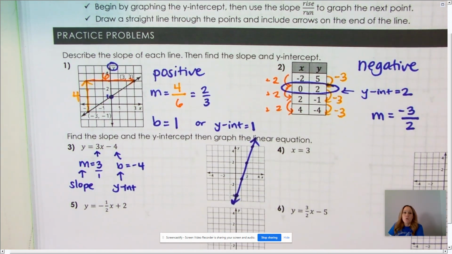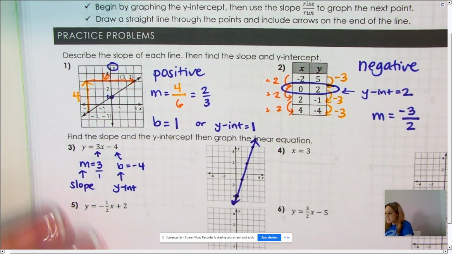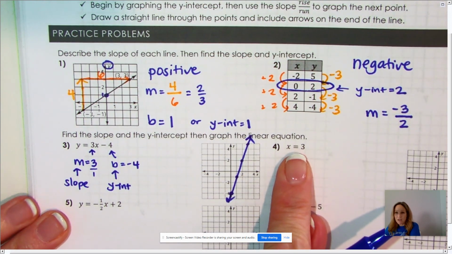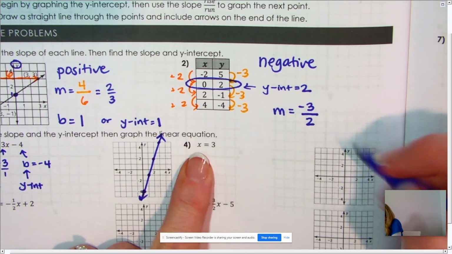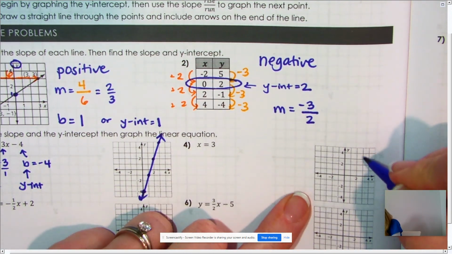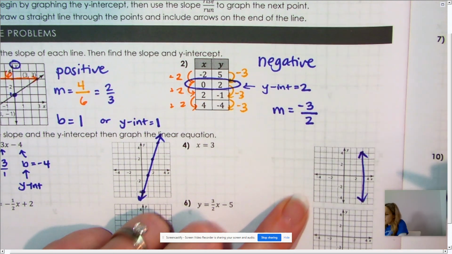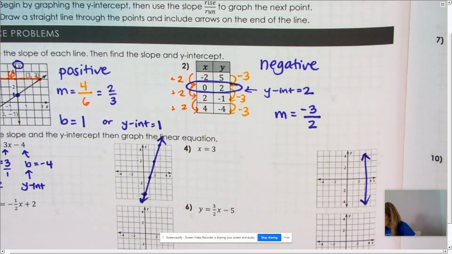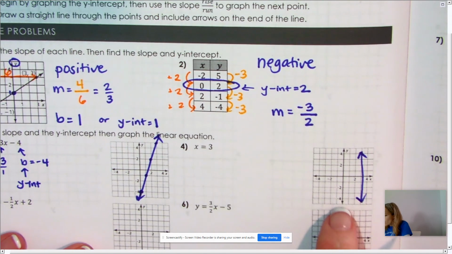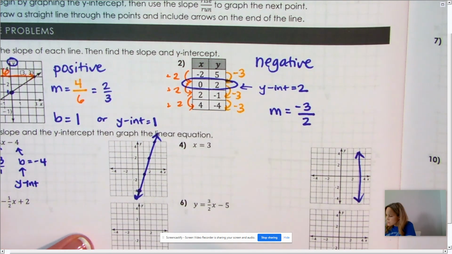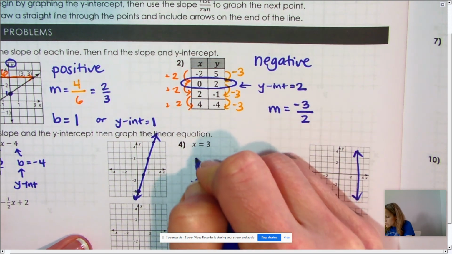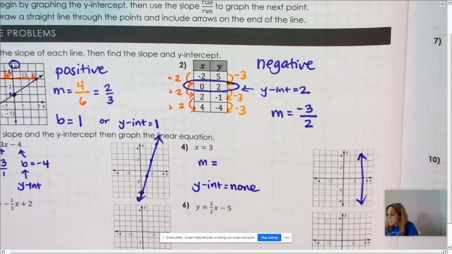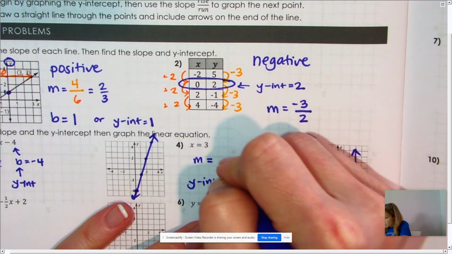Okay, question number 4, review from the last section. Remember, if there's no y there at all, we're going to graph it first, and then we'll see if we can answer those questions. Okay, so x equals 3. So 1, 2, 3. Here is our line. It passes through the x-axis at 3. Okay, well, what's the y-intercept? There is none, right? So you could put y-intercept none. Okay, and then slope, what we would say is that it is undefined.